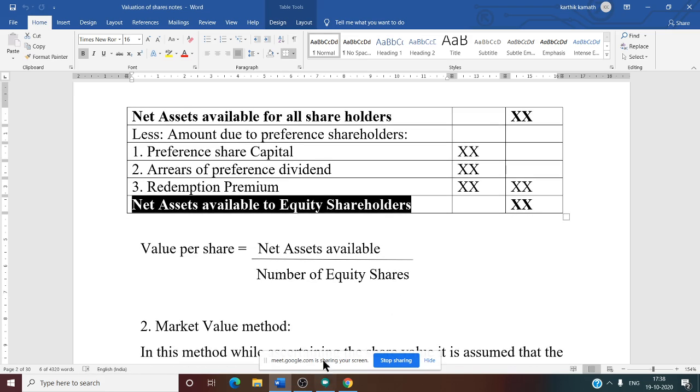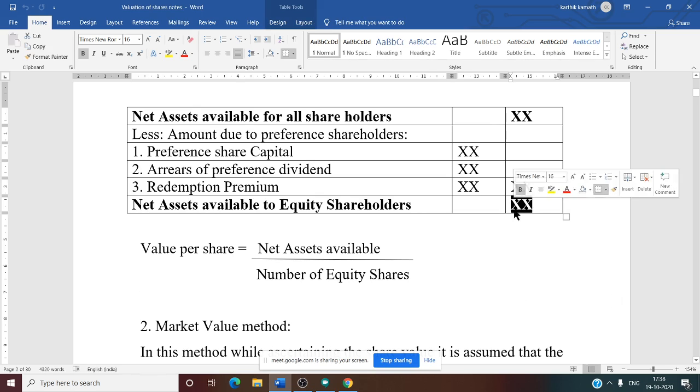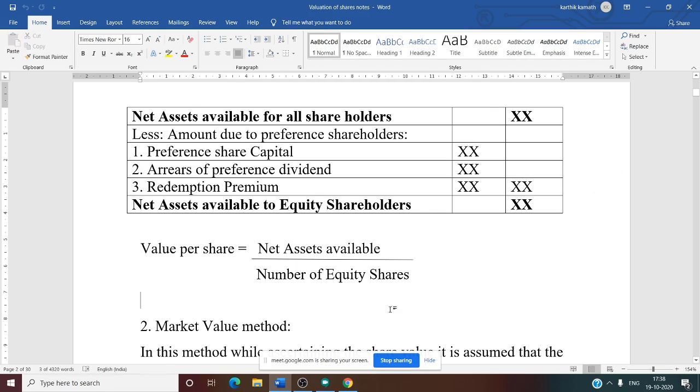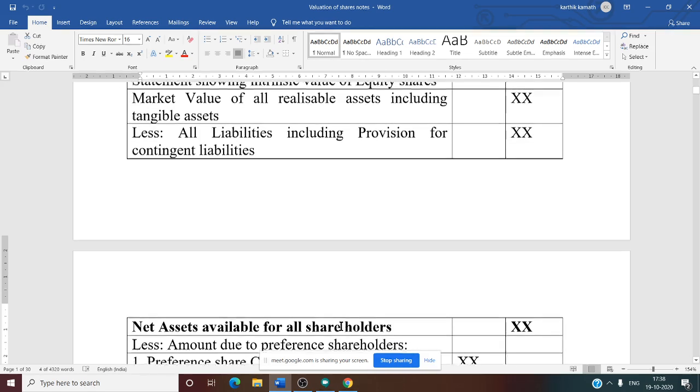But here the question is value per share. How to calculate value per share? The formula is this: net asset available to equity shareholder divided by number of equity shares, because we are concerned only about equity shares. So how to get net asset available? See, this last answer will be your net asset available. How to get the number of equity shares? That I have already told. That will be given in the question. We need to find out how many shares there are. So this is about the first method, the intrinsic value method or net asset method.